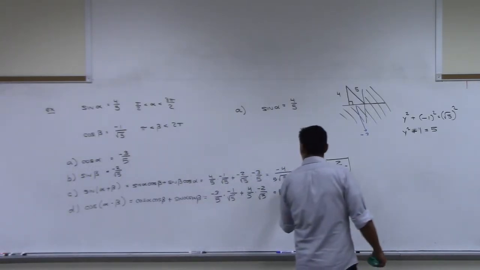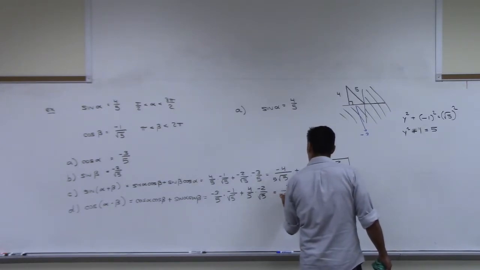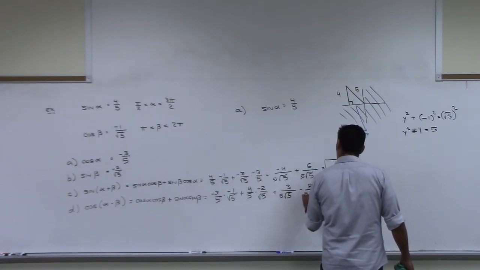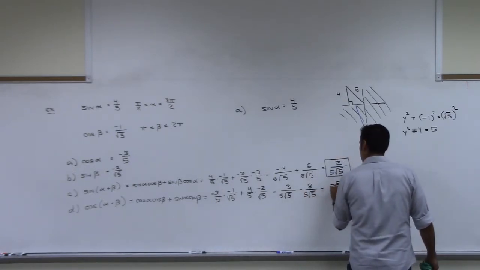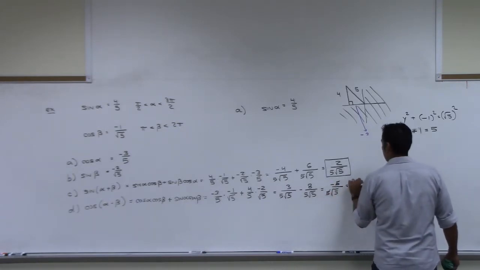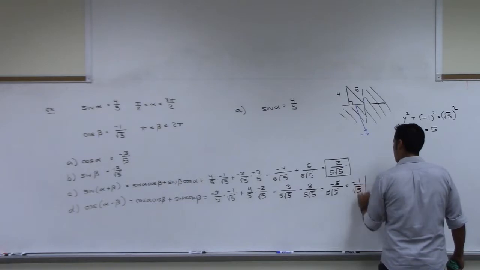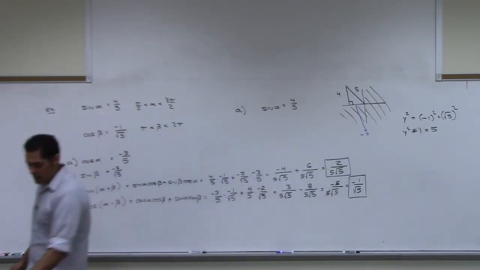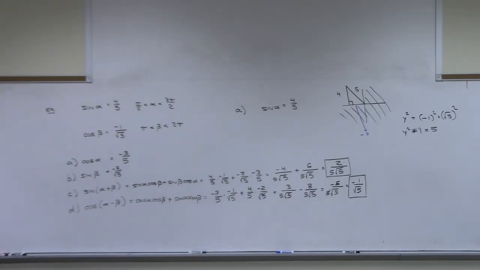Three over 5 root 5 minus 8 over 5 root 5, which is -5 over 5 root 5, and you can cancel out, so -1 over root 5. What do y'all think? It's a lot of complex stuff. It looks kind of complicated. What's the point of this again? Yeah, that's a good question.